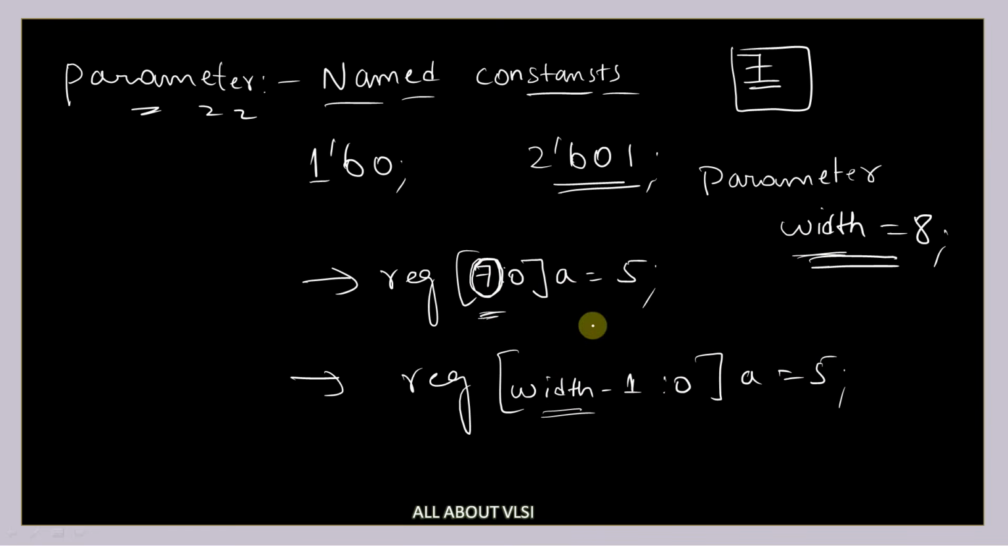And why we use it is for reusability purposes, which I am going to explain in later sessions. But please remember width is not a variable, a parameter is not a variable, it's a named constant. Now we have simply written width-1 down to 0. That means width is 8, minus 1, that is 7 down to 0. So instead of writing this 7, I can write width-1 down to 0.